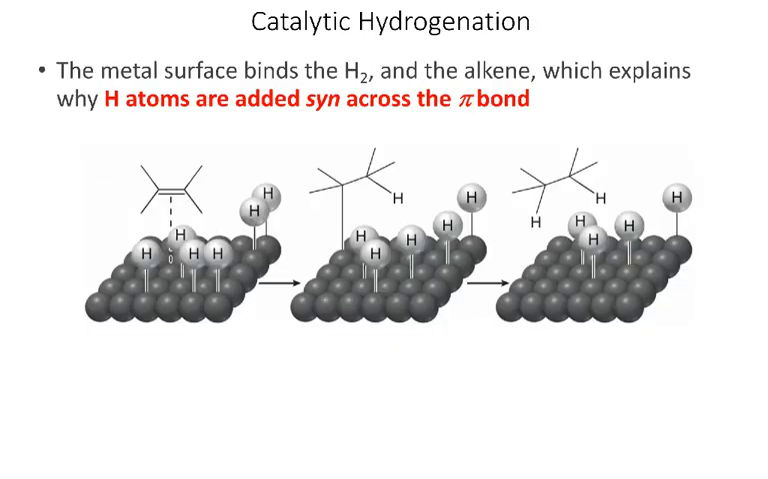So this schematic of what catalytic hydrogenation looks like explains why we only see syn addition. So we have our metal surface here that has hydrogen atoms attached to it. The alkene comes down and places itself on the metal surface, and so because the hydrogens are coming from the same side, we only get the syn addition.